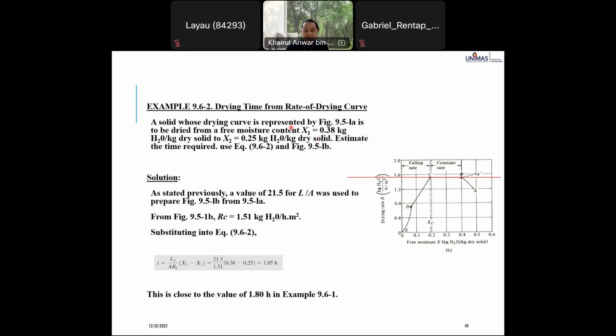Similar question, but using a different method. This is using the rate of drying curve for a constant rate period. So Ls over A value is 21.5. This is Ls.